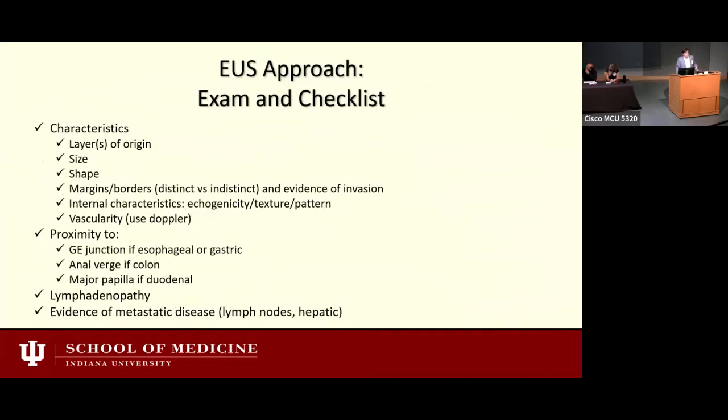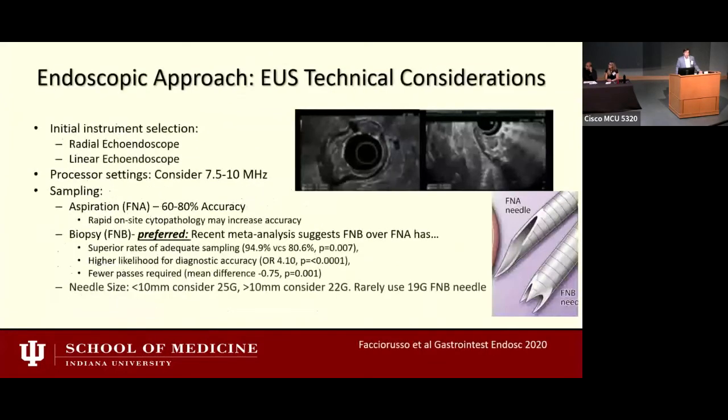And then if it's something that ultimately requires resection, either surgery or endoscopic resection, and it's a foregut lesion in the esophagus or stomach, how close is it to the GE junction? How far away is it from the anal verge? If it's duodenal, how close is it to the papilla? Is there lymphadenopathy or evidence of metastatic disease? From an EUS standpoint, technical considerations.